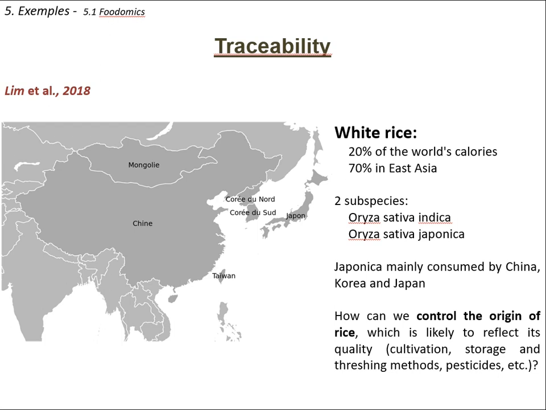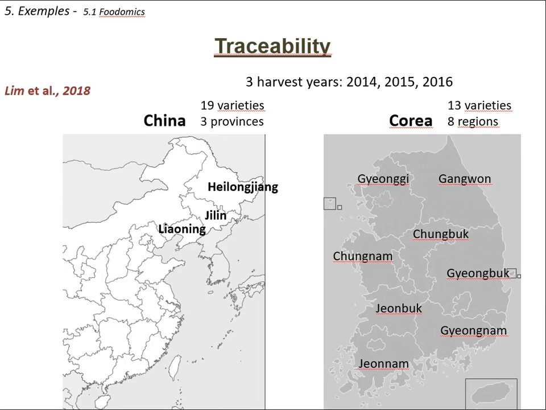So how can you control the origin of the rice, which is also likely to reflect its quality, the cultivation, the storage, and the pesticides that might be used in the different areas. So here is a problem of traceability and sourcing. In China, you find 19 varieties in 3 provinces. And in Korea, you have 13 varieties in 8 regions.